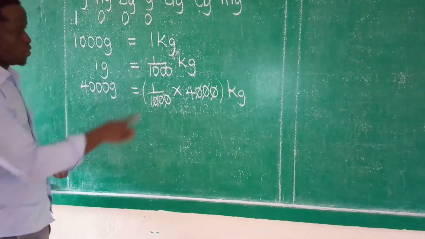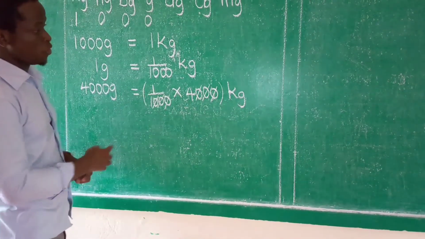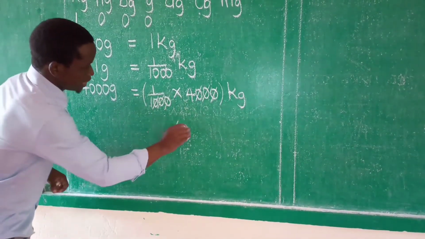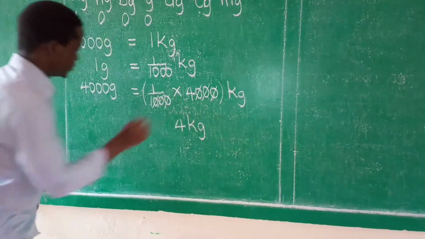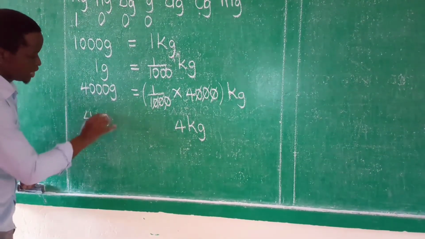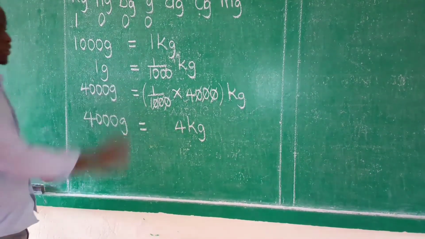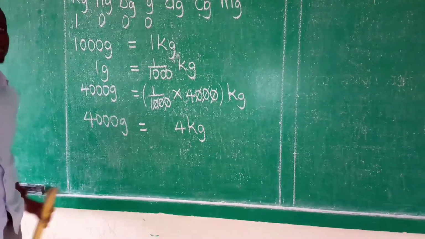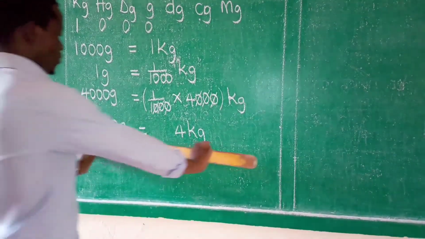What do we have now? 1 times 4 kilograms. So the answer is simply 4 kilograms. Finally, 4,000 grams are equal to 4 kilograms. Yes, that's the answer for number 14. We underline and move on.